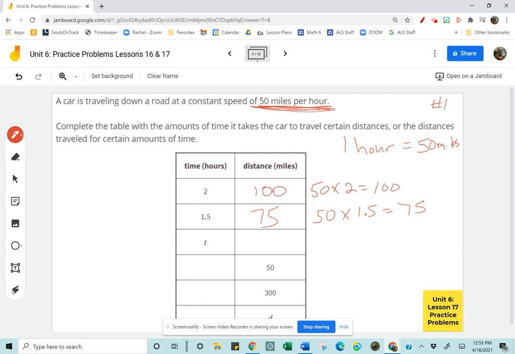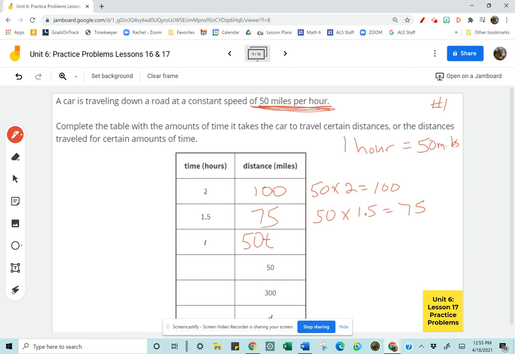And t. Oh, so they give us a variable here. So we don't know what that is. We don't know the time, but we do know that to figure out the amount of hours it's going to take us to travel a certain distance, it's always going to be 50, right? Because that's how far we can travel in 1 hour, times however many hours we're going to be traveling. So 50 times t.